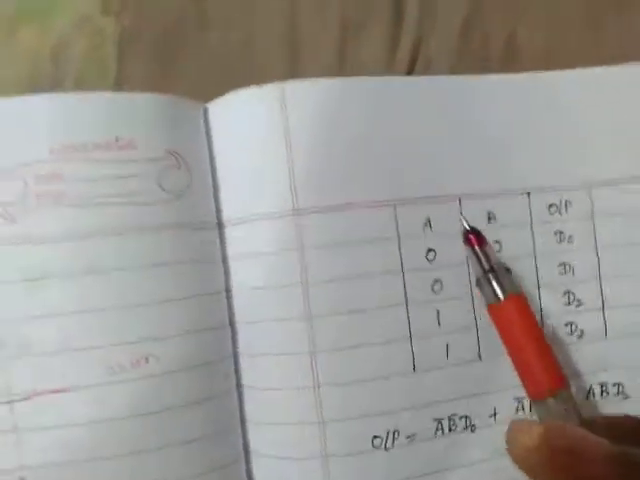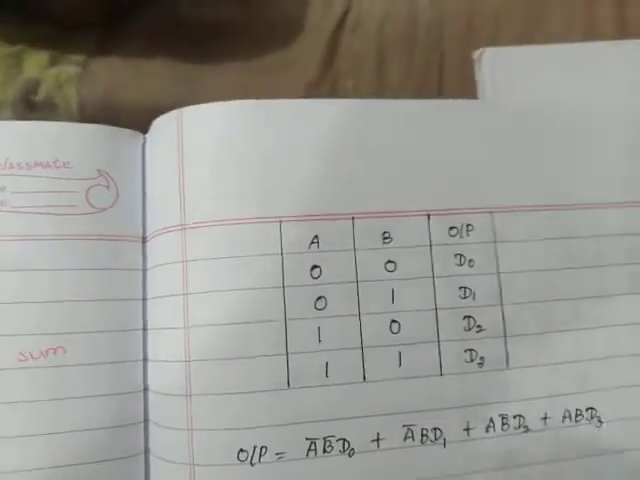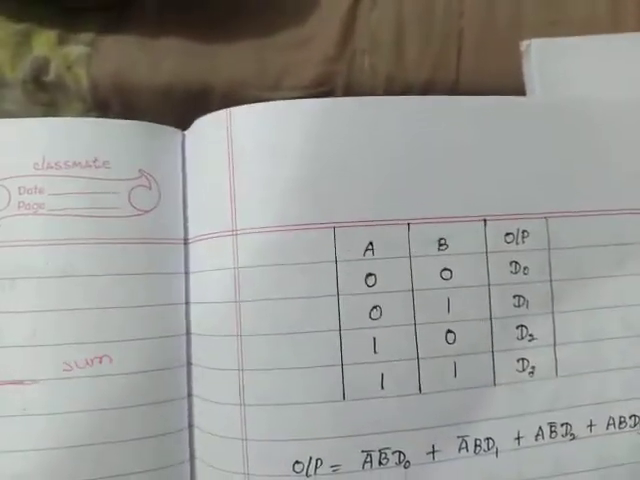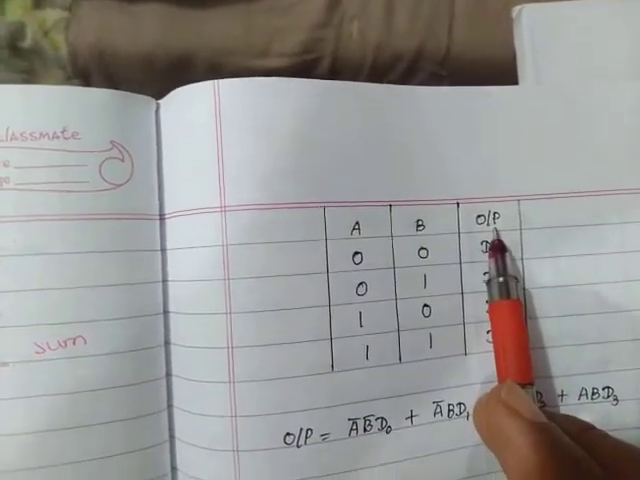Okay, let's see the truth table. Coming to the truth table, here you can see A and B are the two inputs, and this one is the desired output.